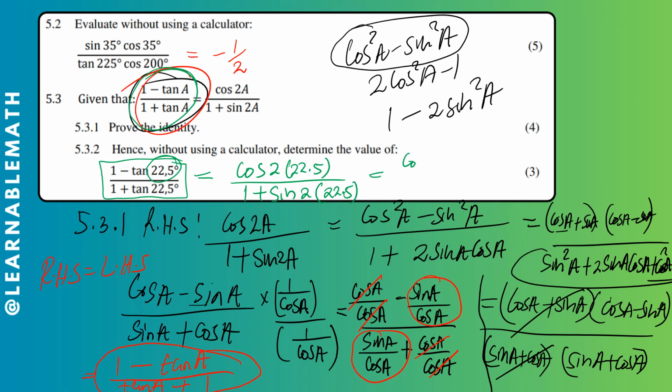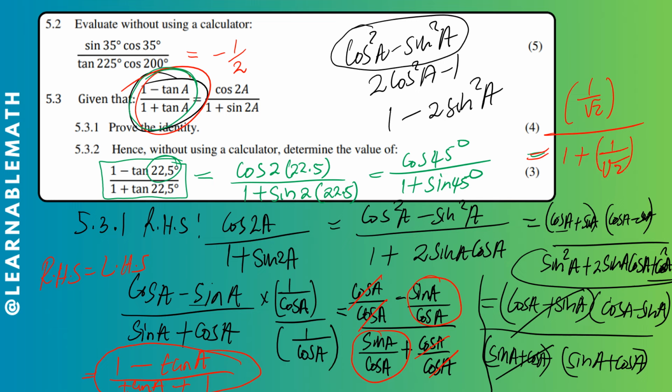So this will give you cos 45 degrees divided by 1 plus sin 45 degrees. You have your special angles. Now it's very simple, because we know that cos 45 is the same as 1 over root 2, right? Because they say without using a calculator, then this is the same as 1 plus 1 over root 2.